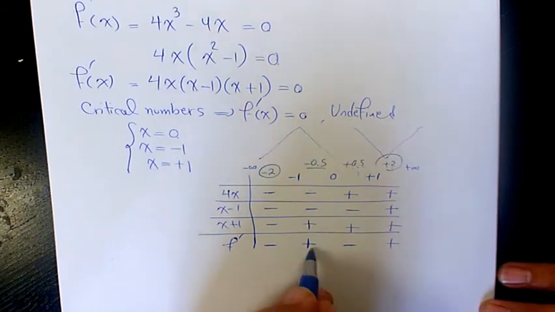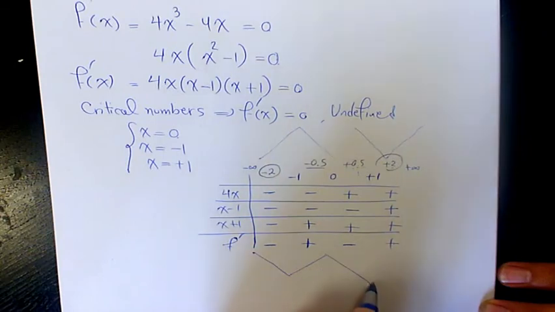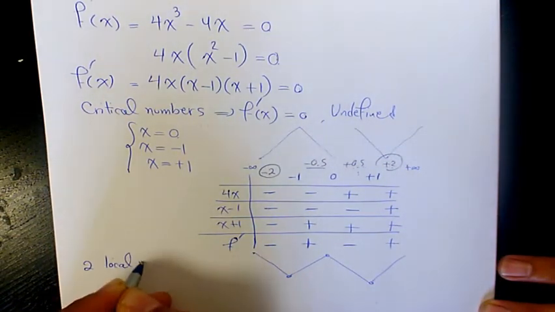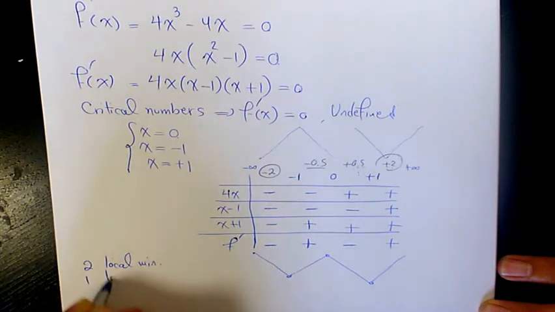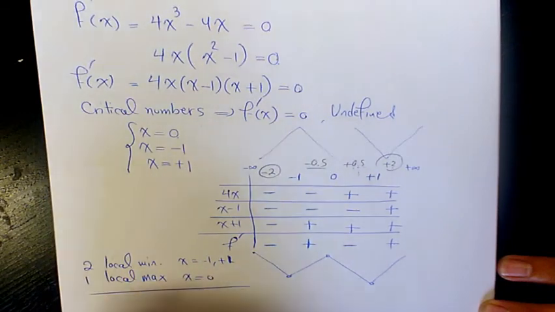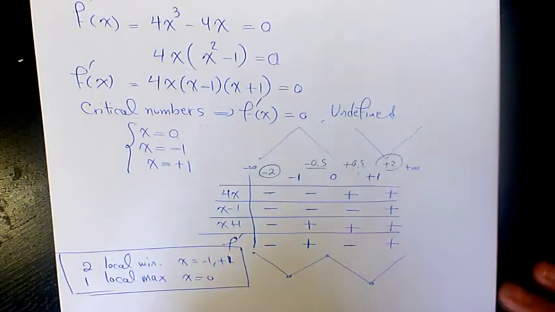So f prime is negative, then positive, then negative, then positive. It means that here it is decreasing, increasing, decreasing, and increasing. So we have 2 minimum points and 1 maximum. So we have 2 local mins and 1 local max. The 2 local mins are at x equals negative 1 and positive 1. And the local max is at x equals 0. That's going to be the answer.